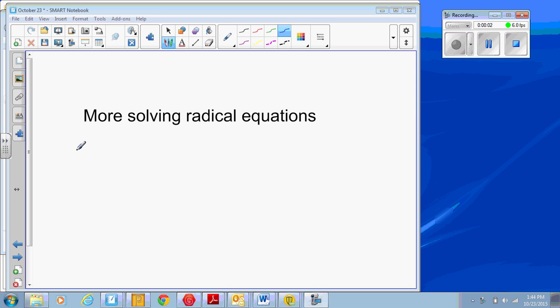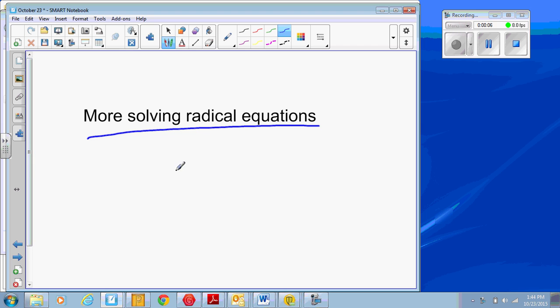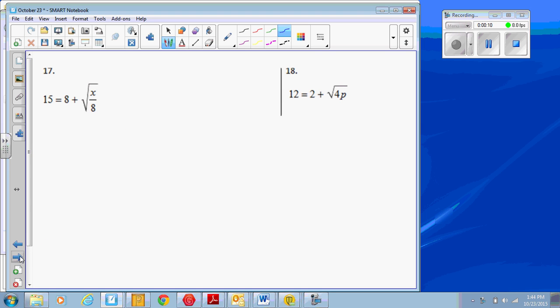Okay, today we're going to work on more solving radical equations. Those are equations with a radical in it, square root, cube root, something like that. So I'm going to look at a couple of these right now. Look at the first one here. This was from the homework assignment for the weekend, number 17.